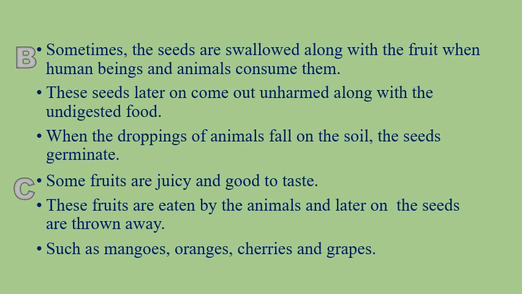The other method is that some fruits, being juicy and good to taste, are eaten by the animals. Later on, these seeds are thrown away. And again, when they get favorable conditions for their growth, they might germinate. Examples of seeds which are dispersed by this method include mangoes, oranges, cherries, and grapes.